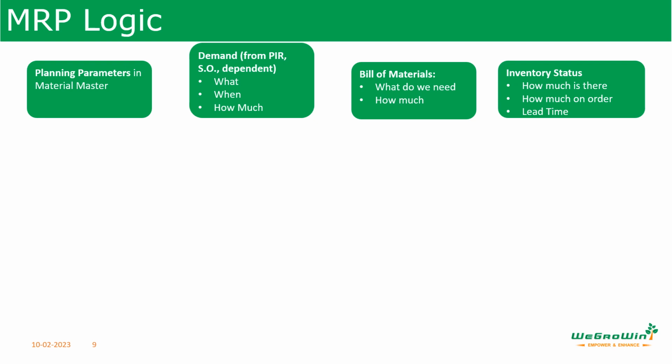That is one input. And then another input is the bill of material. What do we need, how much we need. That is the bill of material. That is, if I produce one product, I need material A 4 numbers, material B 5 numbers, that is what the bill of material is. And the inventory status: how much is there, how much is on order, or what is the lead time. So these are the inputs.